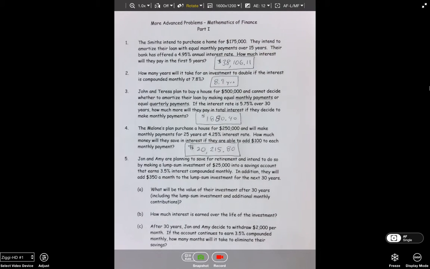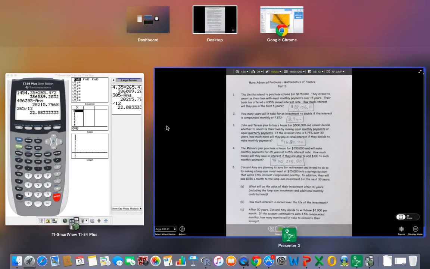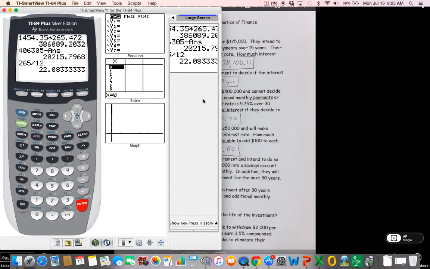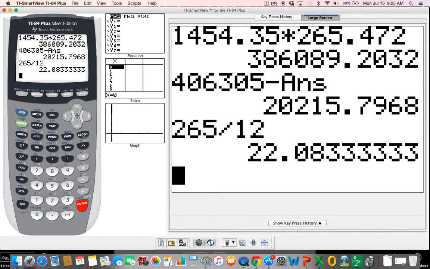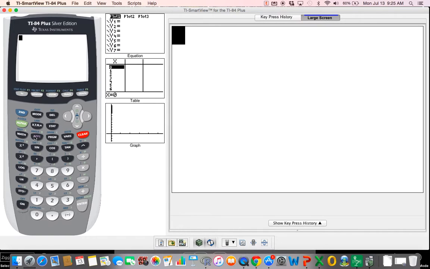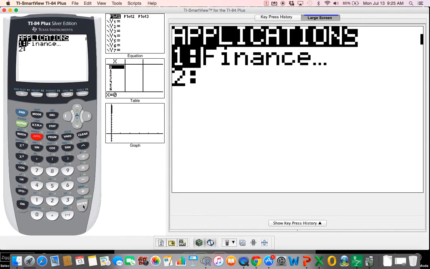Okay, so what will be the value of their investment after 30 years, including the lump sum investment and each additional monthly contributions? Well, guys, without your calculator, this is a very hard problem. With your calculator, this is a very, very easy problem. So I always like to start, when I start a new problem, clear out, just make sure I don't get any calculator issues.